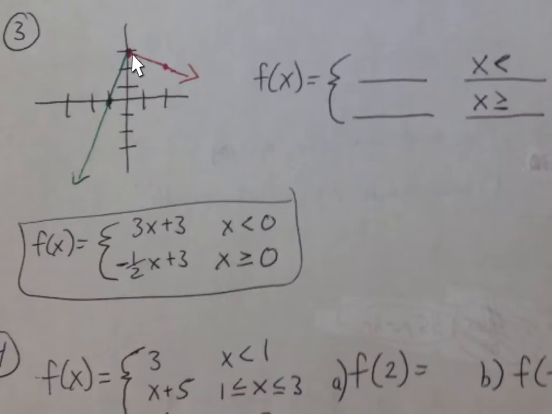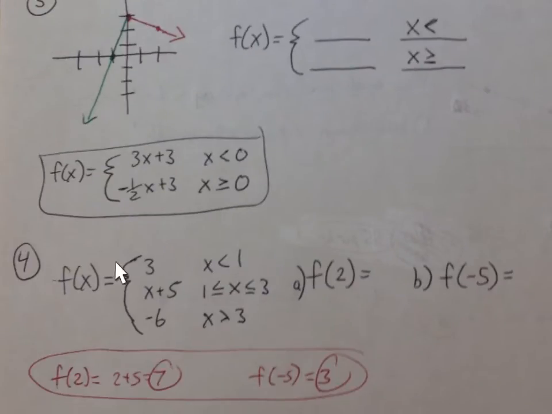And then you have to figure out the equation of both lines. So for the green graph, you know your y-intercept is 3, and it has a slope of 3. So that's where 3x plus 3 comes from. For the red graph, I know my y-intercept is 3, and it looks like the slope is down 1 over 2. So slope, y-intercept of 3 and down 1 over 2. So hopefully you can tell that. This is the red graph equation, and it's to the right of 0. And this is the green graph equation, and this is to the left of 0.